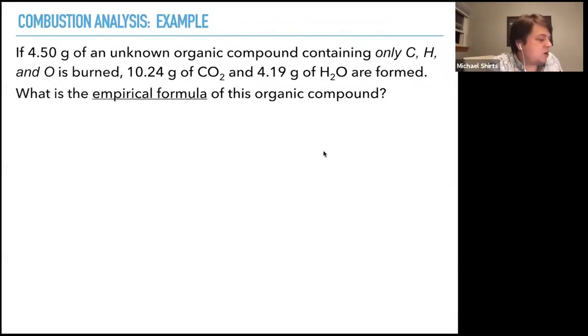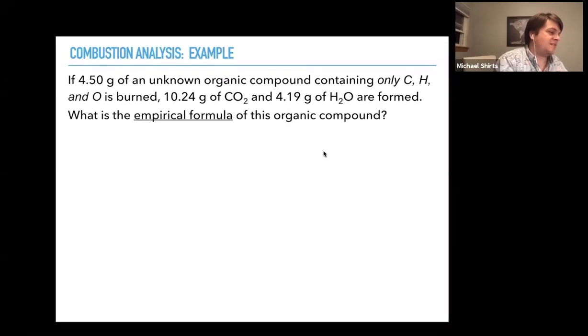We have 4.50 grams of an unknown organic compound containing only carbon, hydrogen, and oxygen. We burn it, and we get 10.24 grams of carbon dioxide and 4.16 grams of H2O. What's the empirical formula of this organic compound? We can only figure out the empirical formula here because it's just going to give us the ratios. It's not going to give us the total amount. We have to use other ways to find the total amount that's in there. Okay, so let's dive in.